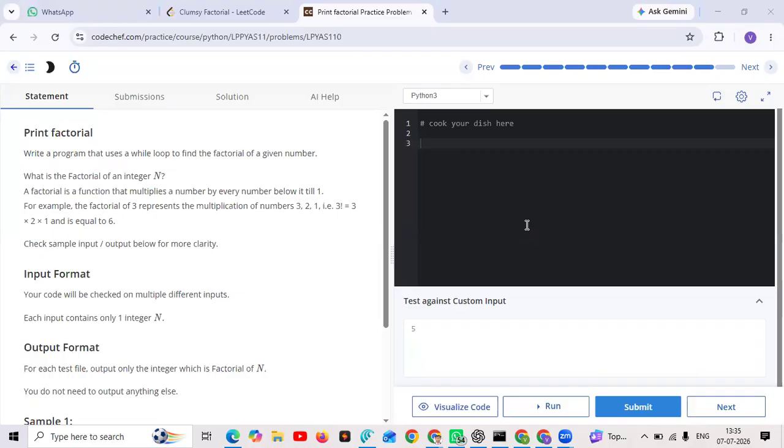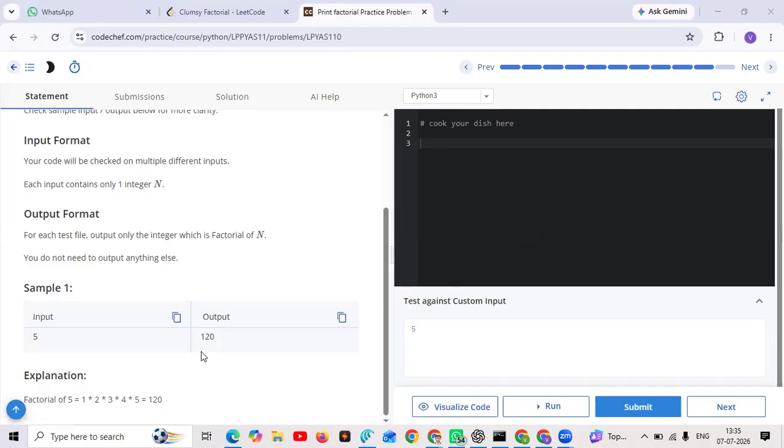Today we are going to discuss the question: print factorial. Write a program that uses a while loop to find the factorial of a given number. What is the factorial of an integer? Everyone knows it's a function that multiplies a number by every number below it, till one. You can check the sample input and output of the code also. This is the sample input and output of the code.